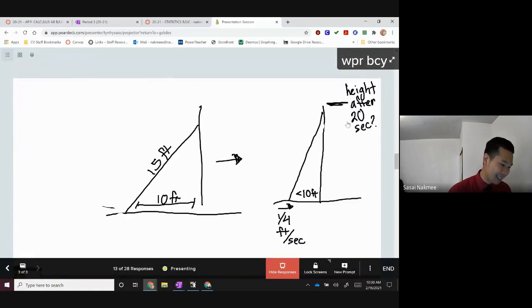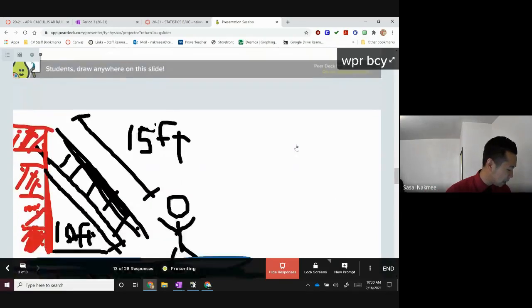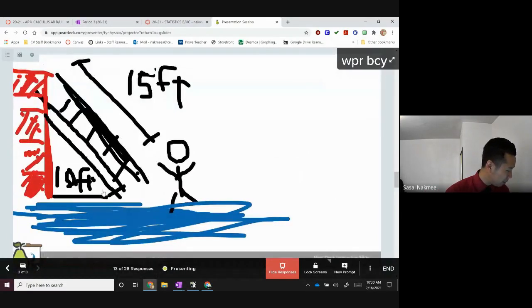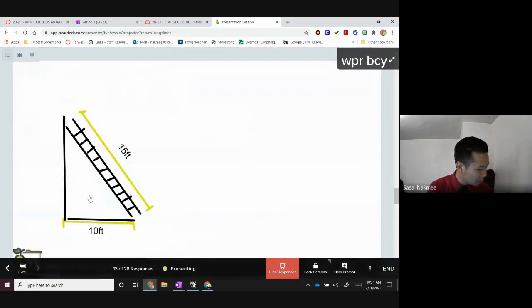So this person drew two drawings, and I like this one. It's 10 feet away to begin with, with the 15 feet of this ladder. The ladder is still 15 feet, by the way, but now the distance from the wall has changed, hasn't it? It's less than 10 feet because it's been pushed at a rate of 1/4 feet per second. So the height has also changed. Whoever did this, beautiful job. I appreciate that. 15 feet for the ladder, 10 feet away from the wall. Awesome drawing. Beautiful labels right here.